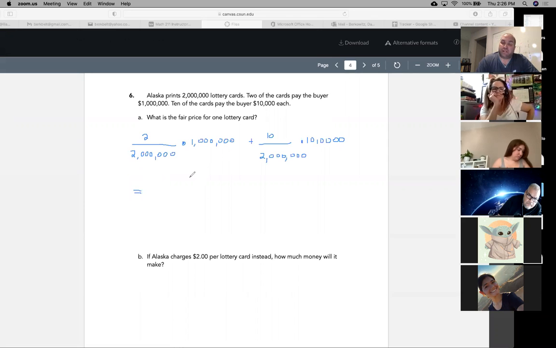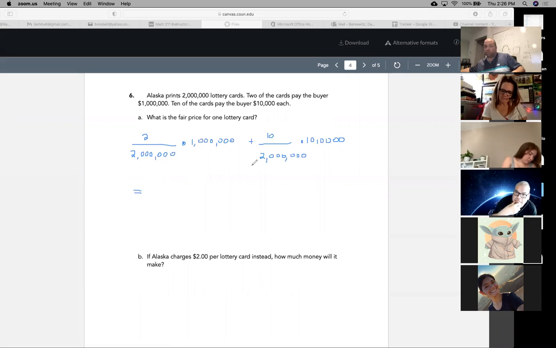Well, let's do it like this. These are the payoffs, right? You can get a $1 million payoff, and there's a 2 in 2 million chance of that happening. There's a $10,000 payoff, which is a 10 in 2 million. So the total expected amount of payoff, 2 times 1 million over 2 million is just, of course, 1. And then 20,000 divided by 2 million is 0.01. So the expected amount of a payoff is 1.01.